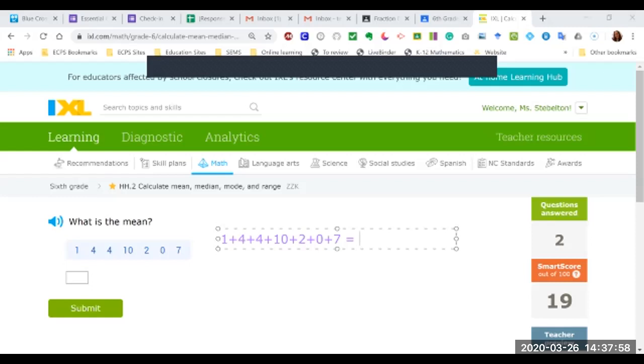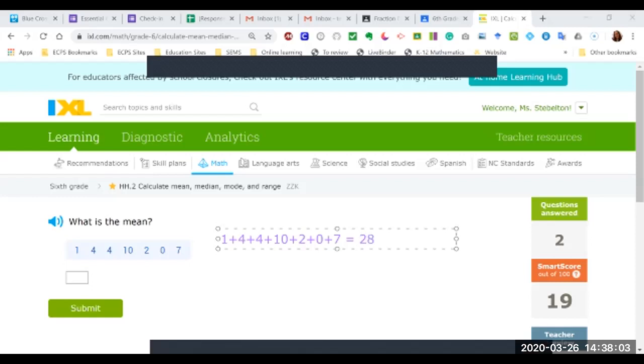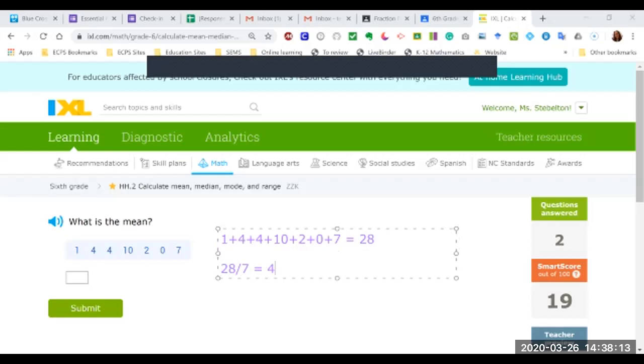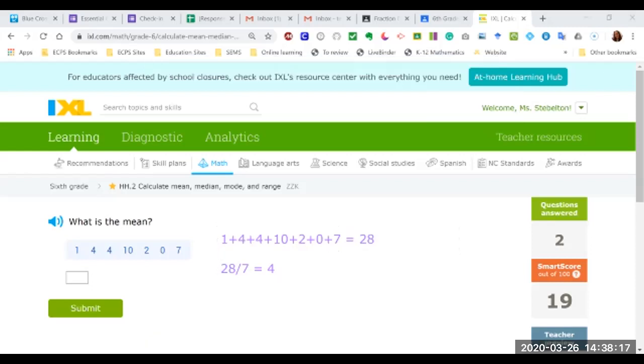28. Yep. You got 28? Yes. So that's 28. And how many numbers are there? 7. So 28 divided by 7. 4. So that means I put a 4. We added all the numbers, we divided by 7, and we got 4.